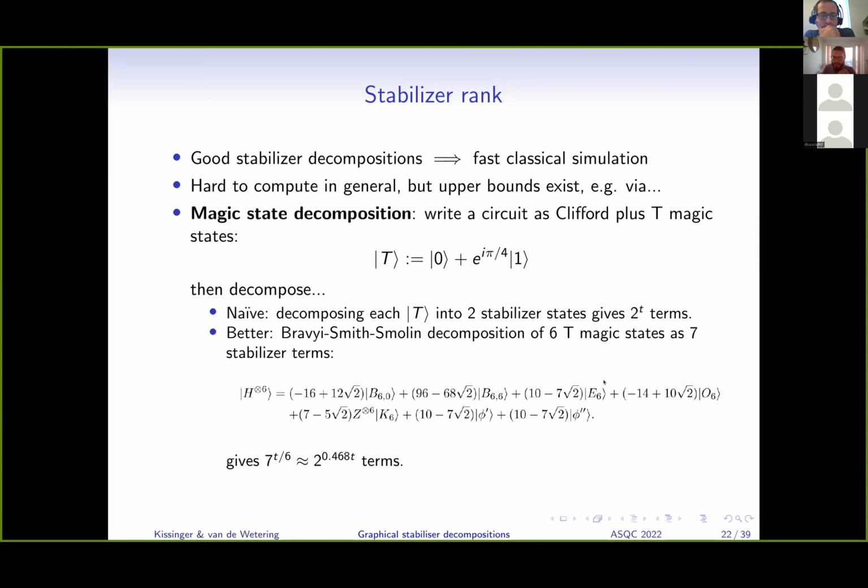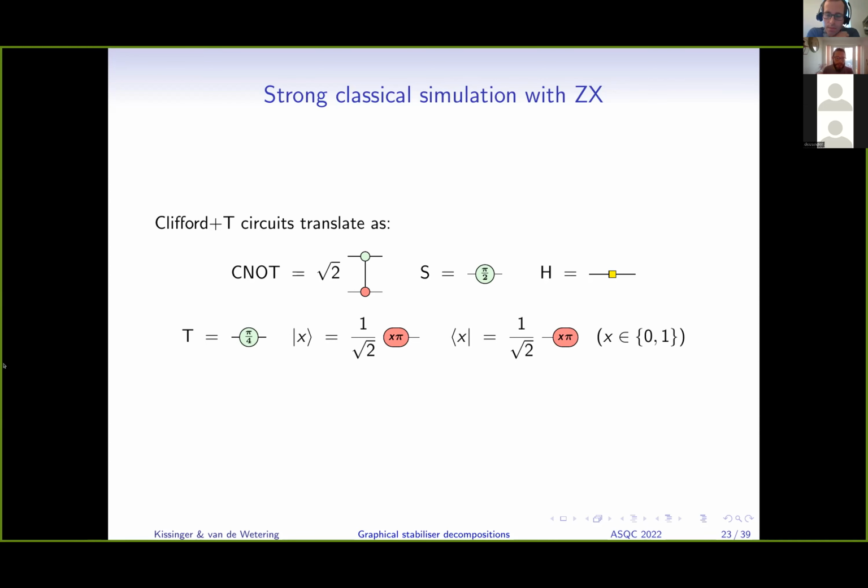Okay, so I'm going to talk about what this looks like in ZX language. Actually, this translation is not very complicated. It's really just translating the notation at this point, from textbook Nielsen and Chuang notation to ZX notation. So Clifford+T circuits translate this way. My C0 gates look like that, S, H, T gates.